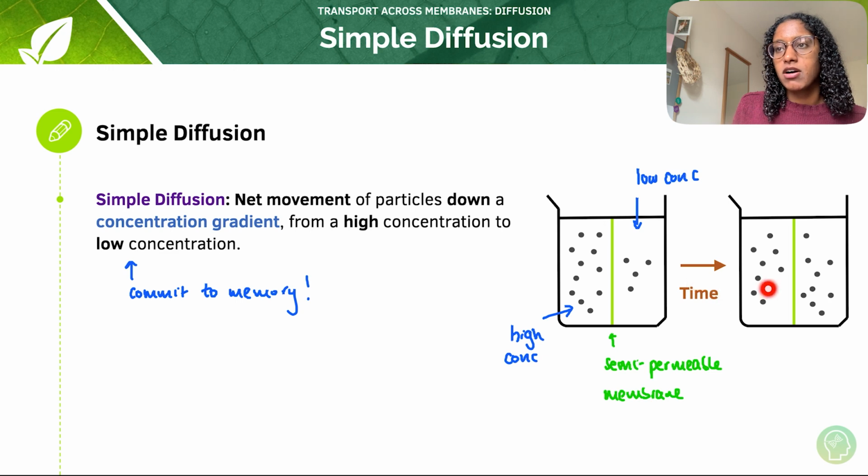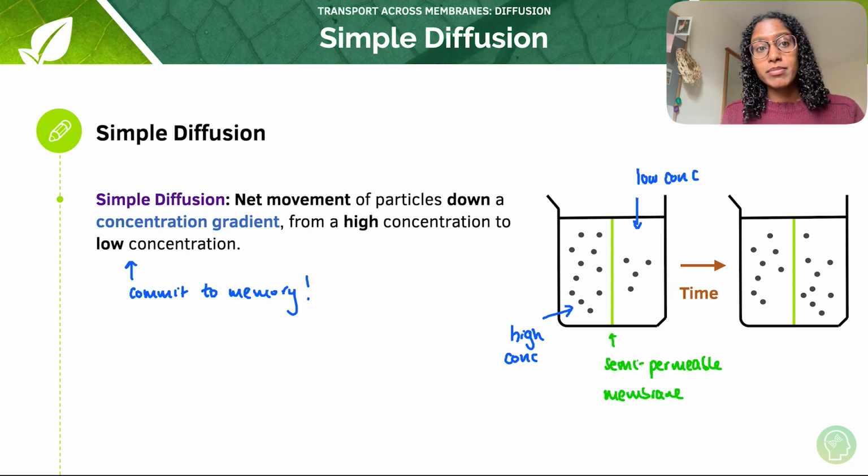So if you give it a bit of time, we're going to get an equalisation of the concentrations on either side of our semi-permeable membrane. So we've covered most of what the definition is, apart from this meaning of net. Now, what we mean by net is the overall trend of movement of the particles is down the concentration gradient.